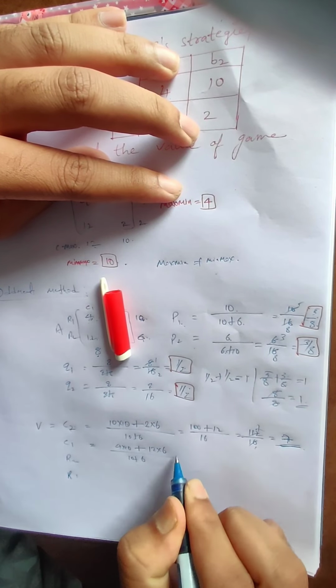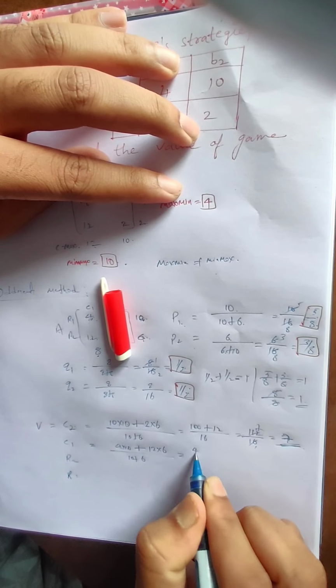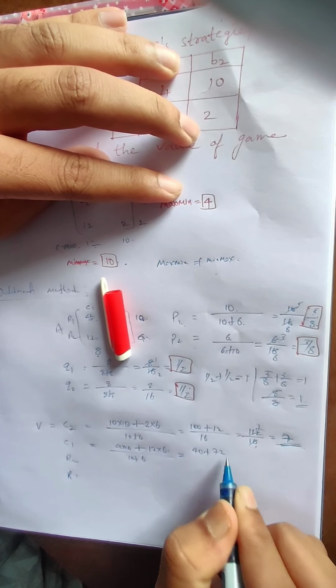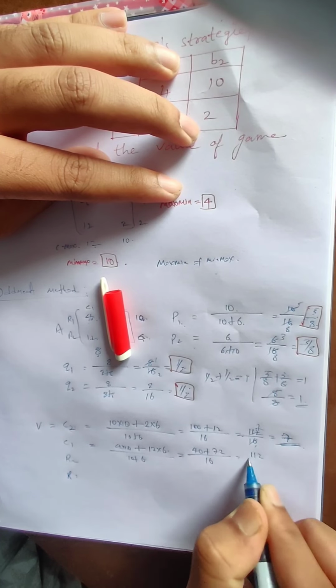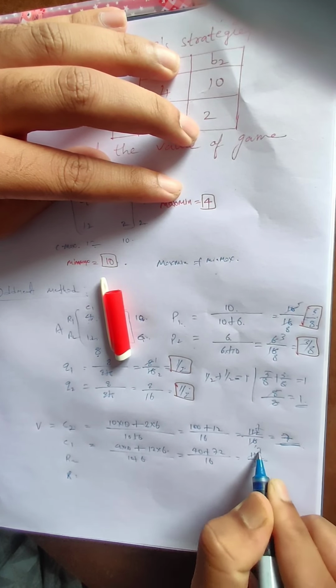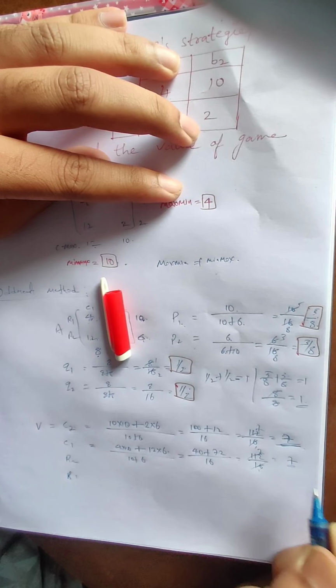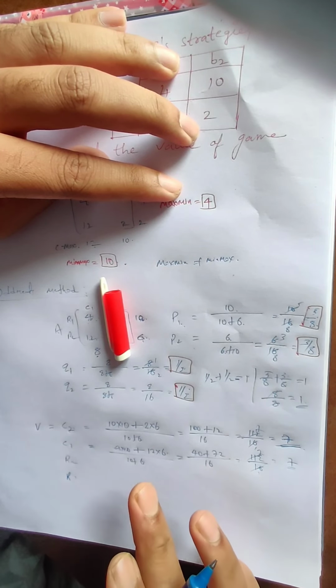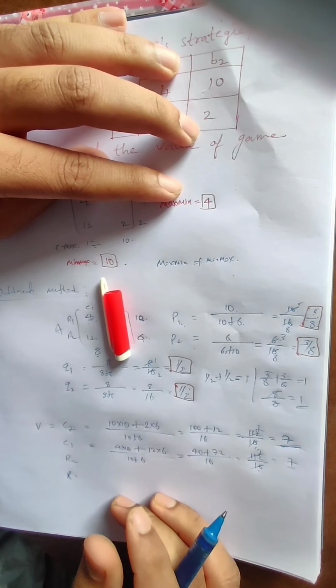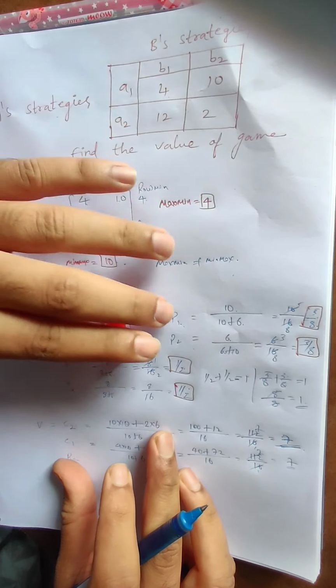10 plus 6. So 4 into 10 is 40, plus 12 into 6 is 72, divided by 10 plus 6 is 16, equal to 112 by 16. 16 ones are 16, 16 sevens are 112, so 7. Again the value is the same, that means we are on the right track. So this is with respect to columns only. Now can't we do it for rows? Again, we can do it for rows as well.